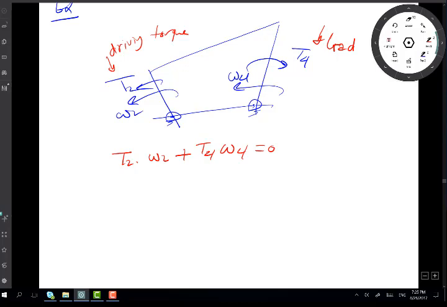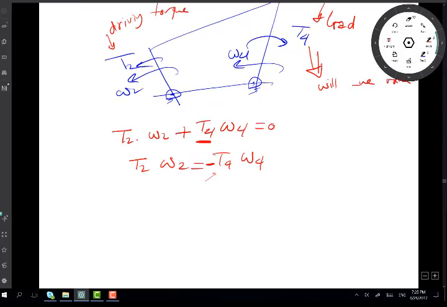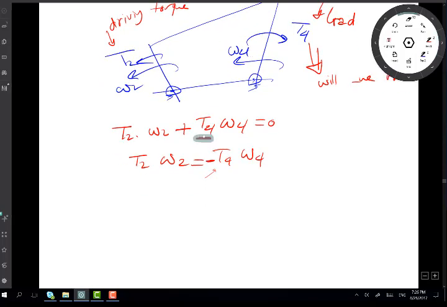I know ω4 will have a negative value. When I substitute a numerical value here, it is going to be negative. So you can say T2 ω2 is equal to T4 ω4 with the negative value, and when you transpose it to the other side, it is going to be positive. Now I have a negative in front of that.